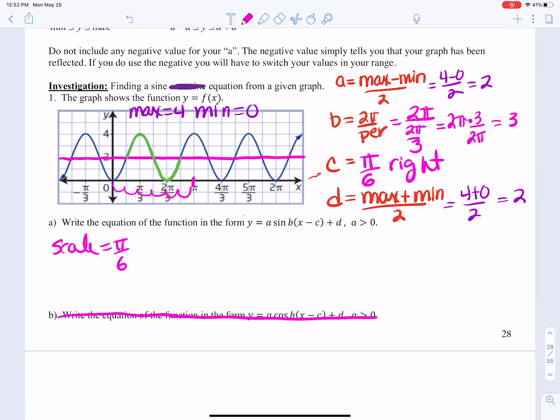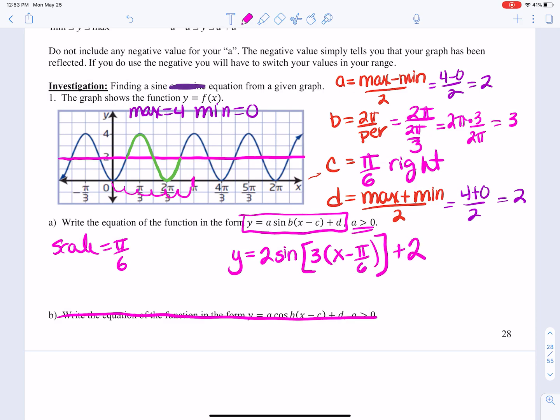Now we can write the equation. So if I write it in this form, I just have to put in my A, B, C, and D values. And don't worry about this. We're always going to be dealing with a positive A value. So I have y is equal to 2 sine 3 x minus pi over 6 plus 2. And there's your equation.